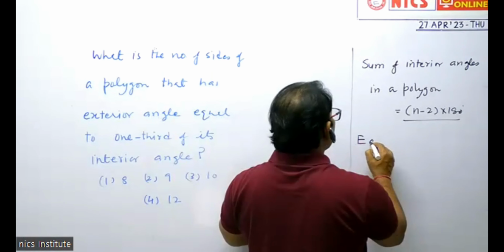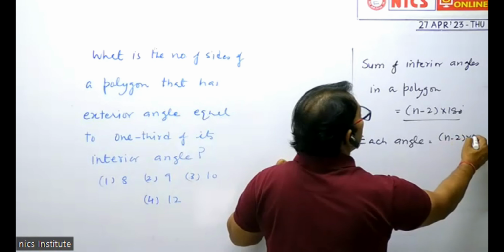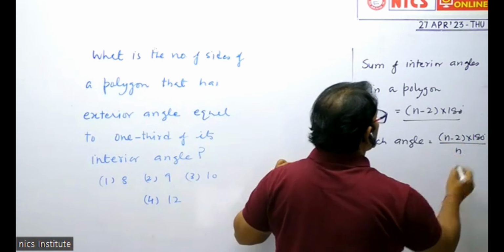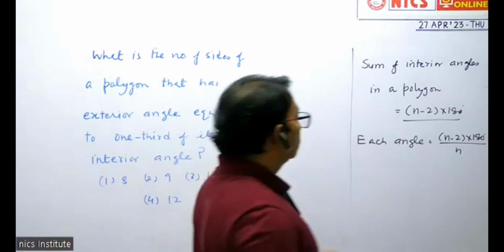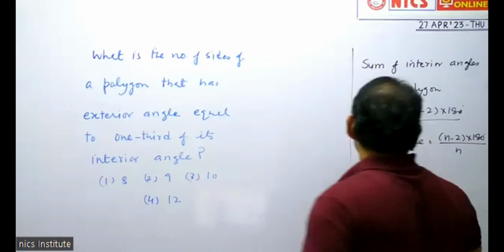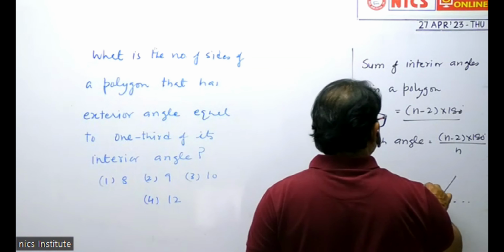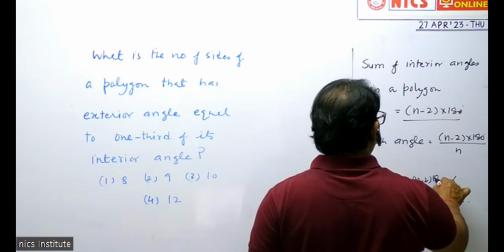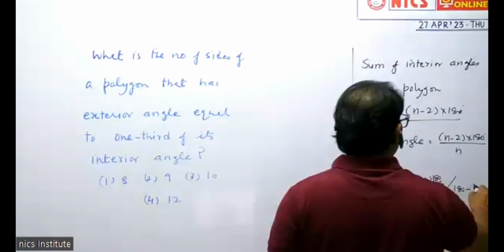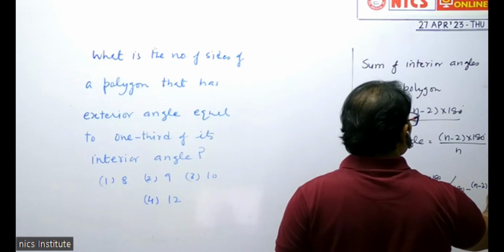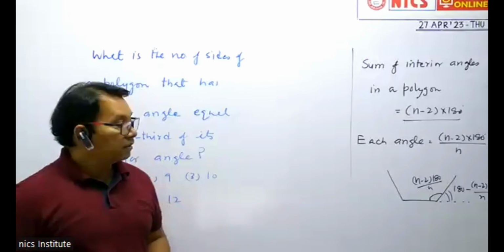And in the case of a regular polygon, each angle would be how much? (n minus 2) into 180 divided by n. So this would be each angle. Use this result. Each interior angle would be (n minus 2) into 180 by n. What about the exterior angle? It will be 180 minus (n minus 2) into 180 by n. Use the equation and get the answer.